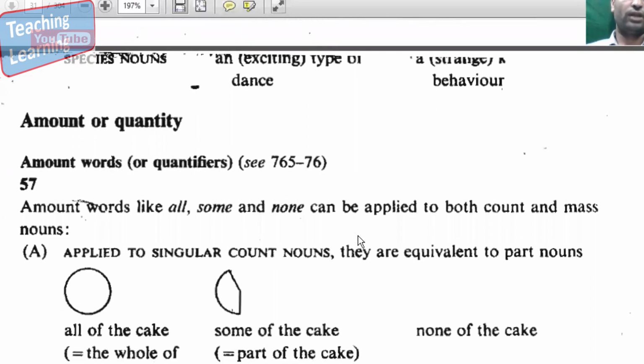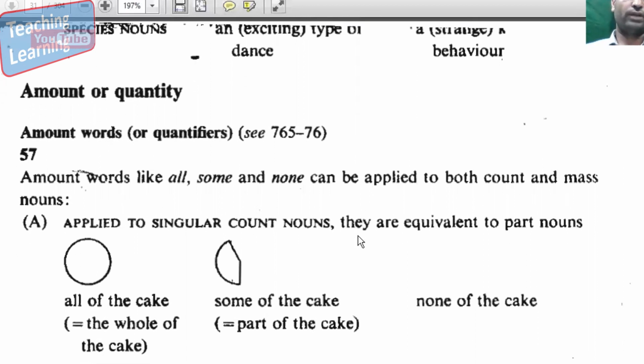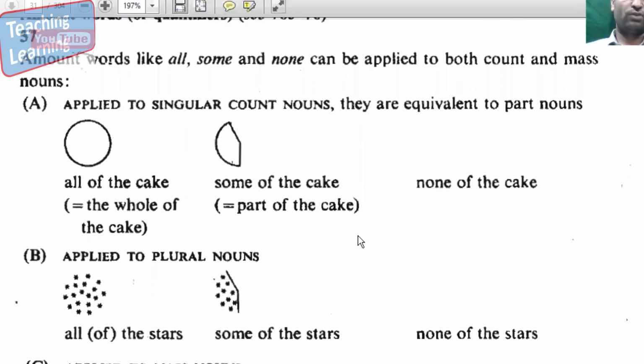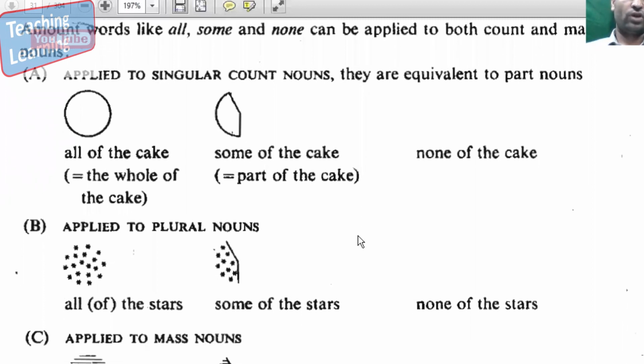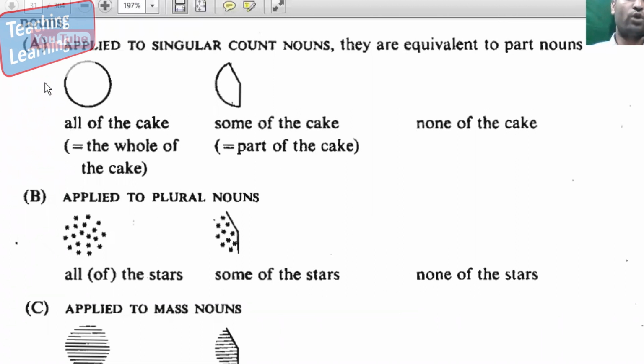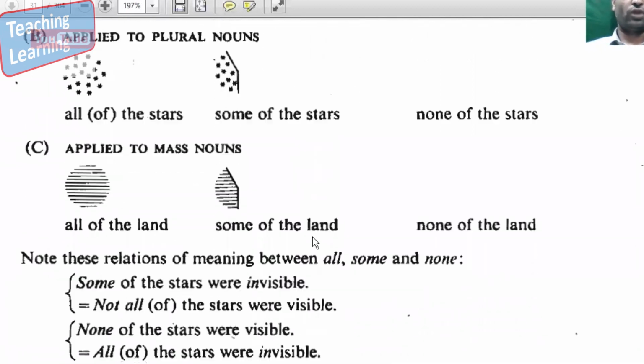Amount or quantity. Applied to a singular count noun, they are equivalent to part nouns. For example, all of the cake or the whole of the cake, some of the cake or part of the cake, none of the cake. All of the stars, some of the stars for plural nouns, and for mass nouns as well. This one is very important. We need to understand these things.